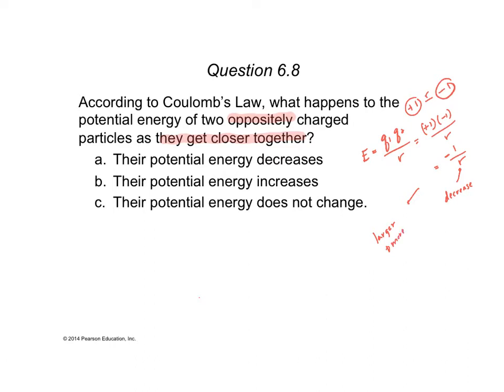So overall, more negative. Man, I can't write and talk at the same time. So I should just stop talking. Potential energy. Okay, so what does that mean? Larger, more negative? That means the potential energy decreases. It gets bigger, but it gets more negative. So that is a decrease overall in potential energy. The correct answer is A.